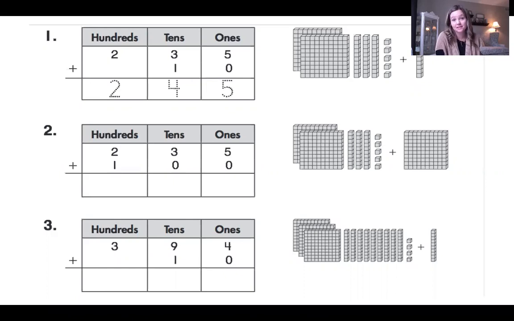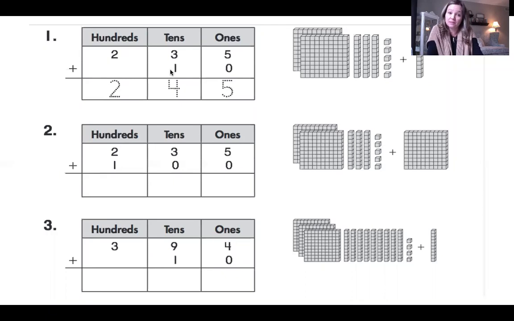Today we're going to be focusing on adding 10 and 100 to three-digit numbers. So here we go. I'm going to move myself down a little bit here when we look at this first one. So notice this is our number 235. 2 hundreds, 3 tens, and 5 ones makes 235. In this problem, we're only adding 10.